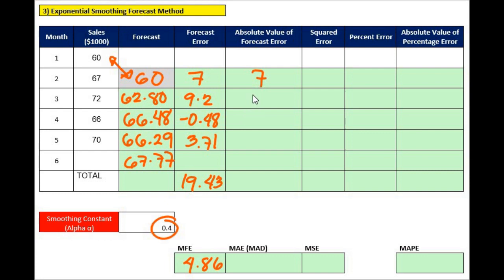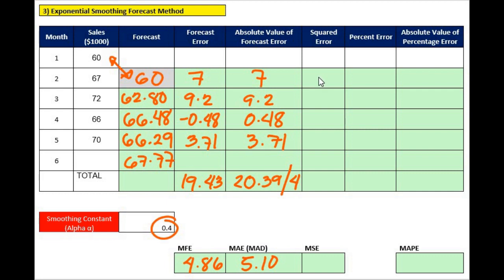Okay, again, for the absolute value of the forecast error, simply getting all the positive values. Simply copy 7, 9.2, positive 0.48, and 3.71. We get the sum. That would be 20.39 divided by 4 to get 5.1.